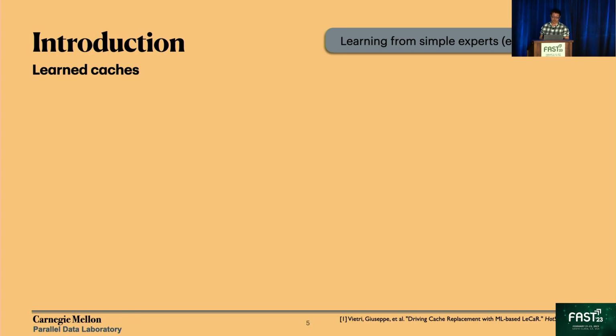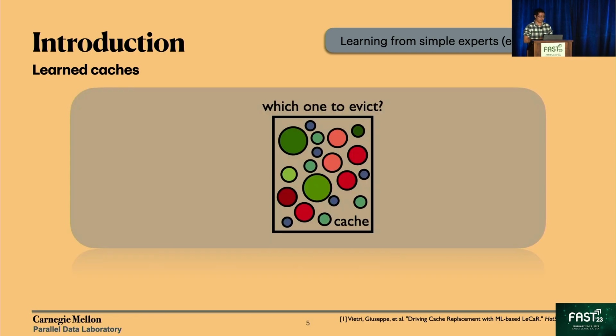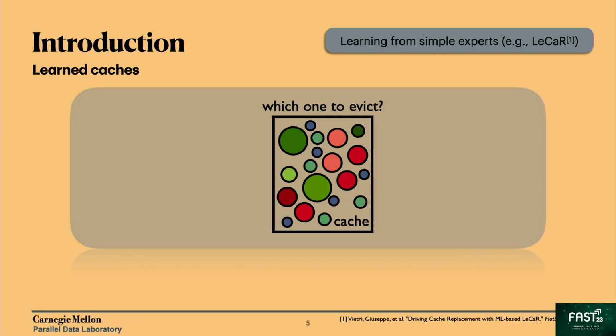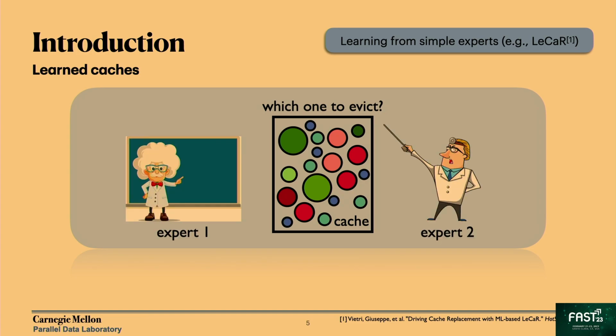Our example system is Nika. So what does it do? Let's say we have a cache, which is this box here, and we have a box of objects, which is these circles here. At some time point, the cache is full, and we need to make an eviction. Which object should we evict? Learning from simple expert uses two or more experts, where each expert is an eviction algorithm. At each eviction, the cache asks the two experts which object it should evict. The experts can give the same or different answers, and the cache picks the expert which has made fewer mistakes in the past.